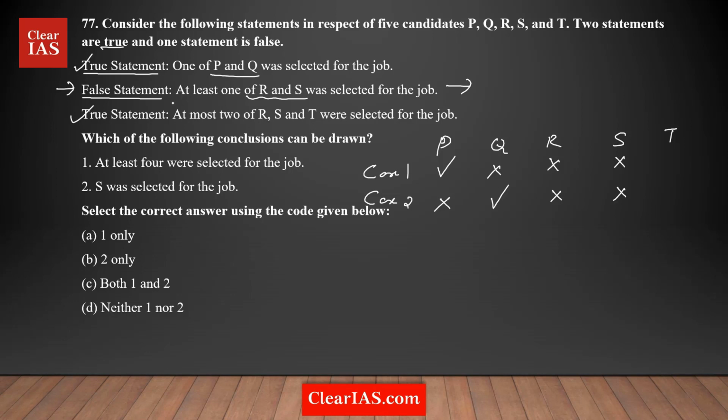Is it clear for you guys? Because it's given that this is false. So that's the only way we can make this statement false. None of them are selected. Now let's start with the third statement, which is a true statement.